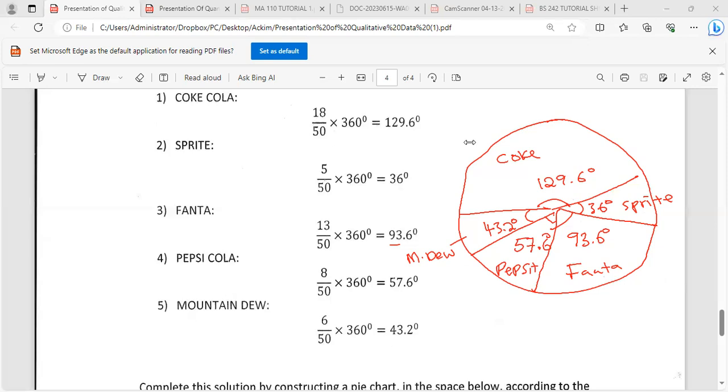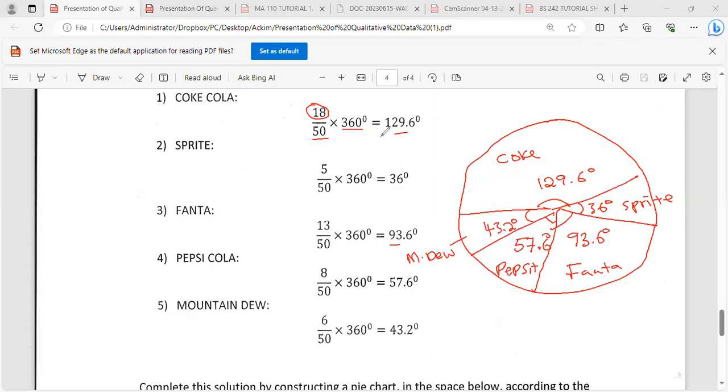So, what was important when it comes to drawing the pie chart is to know the relative frequency. The relative frequency is the number of coke on top here, 18, and the total number of drinks that we have is 50. So 18 over 50, and we know a complete circle, which is a pie, is 360 degrees, so times 360 to get the angle for coke. And that's how the 129.6 gave us that figure.